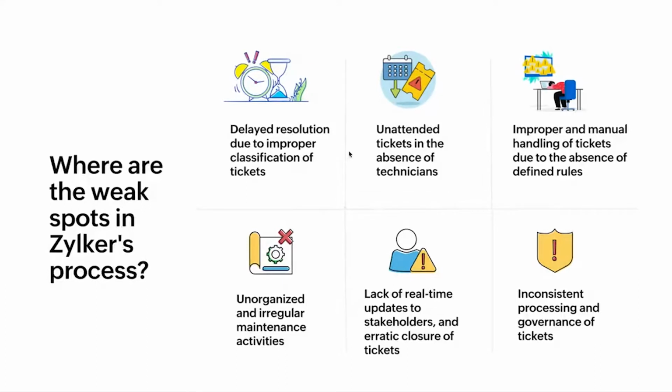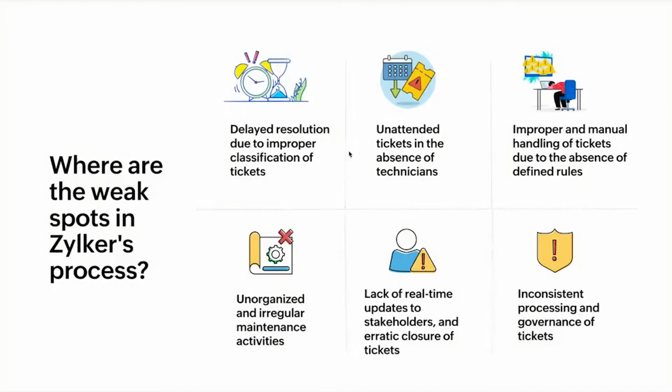And being a festive season, it is expected that a lot of technicians might not be available. So this means that a lot of tickets are unattended because technicians are not present. So this could once again lead to inevitable delay. And the existing workforce, without having proper rules in place, is not able to handle the huge influx of tickets, which once again leads to another weak spot in Zilker's process.